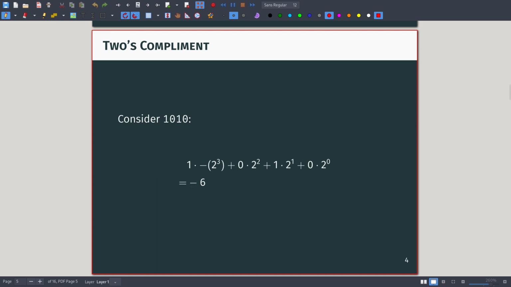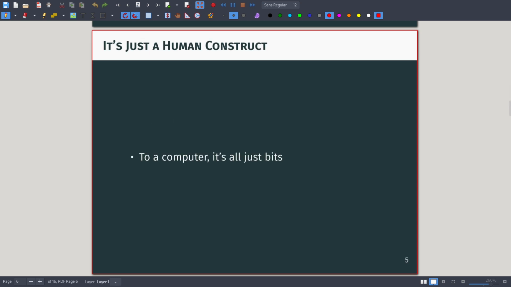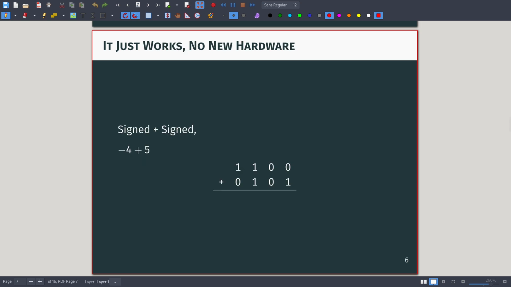Okay. So as an example, consider the signed 4-bit number 1010. We're going to get negative 8 plus 2 is negative 6. And it is really just a human construct. To the computer, it's all just bits. But what's great about the way that 2's complement is done is that our existing hardware to add numbers and such still works, which is very great.